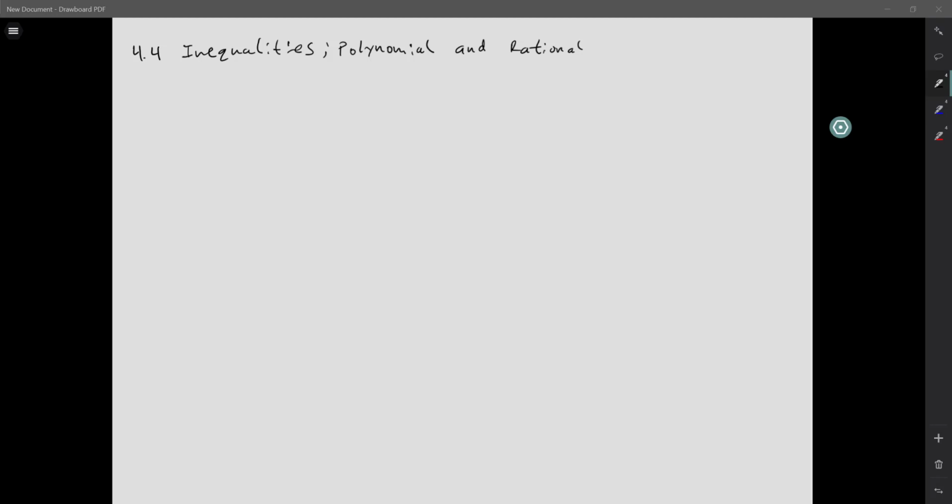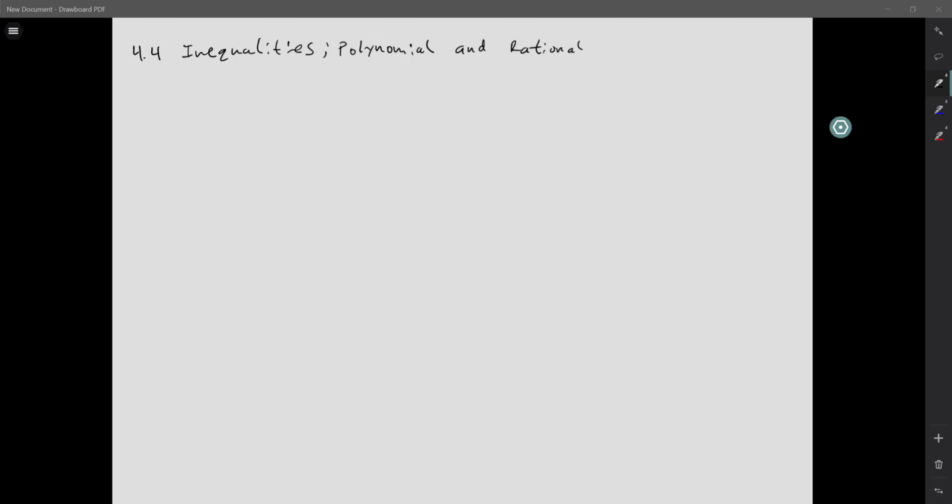We have another smaller section to do for us today, mostly because we've already done a bunch of the work needed for this section in a previous section when we were talking about inequalities with quadratics.